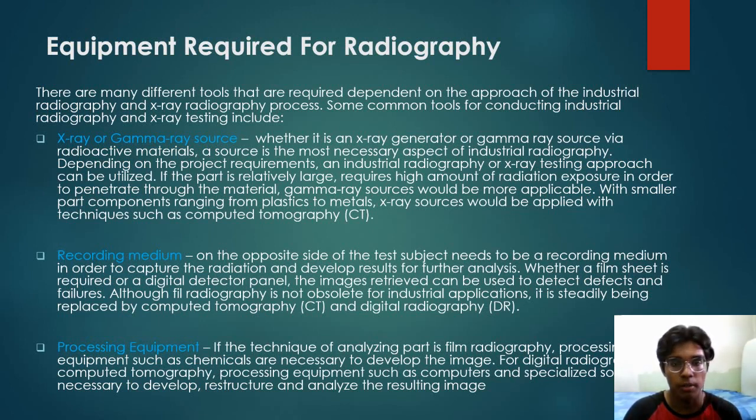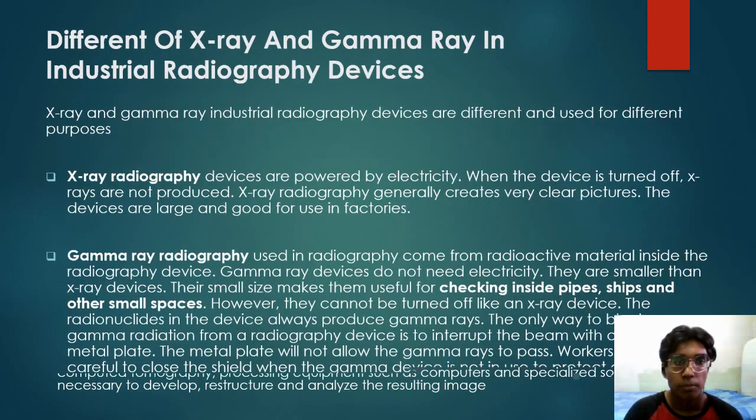For recording medium, there are two being used nowadays, which are computed tomography and digital radiography. For digital radiography, the one that we usually use is the radiography camera, which we will explain later. Then the last one is processing equipment. It is used to develop, restructure, and analyze the resulting image.